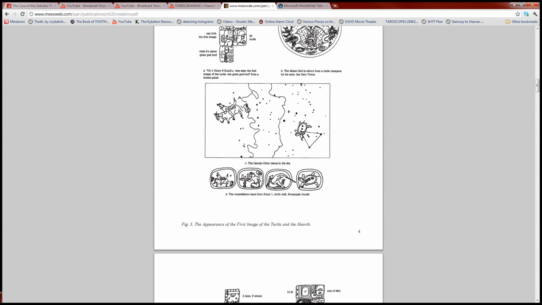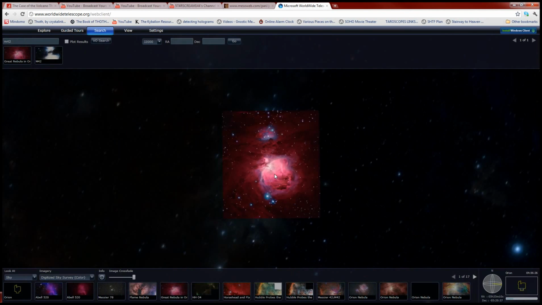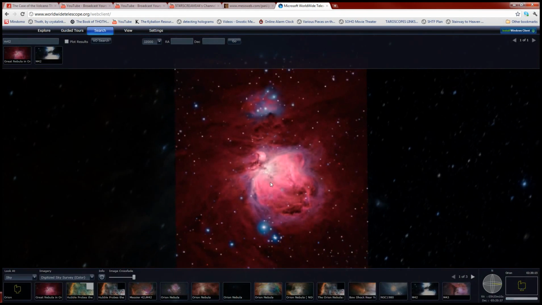Okay? Let me just show you on the WorldWide Telescope. Those three stars that constitute the three hearthstones are Rigel, Alnitak, and Saiph. And in the middle of those three hearthstones is considered creation. Okay, and I just showed you inside the Orion Nebula what I found.